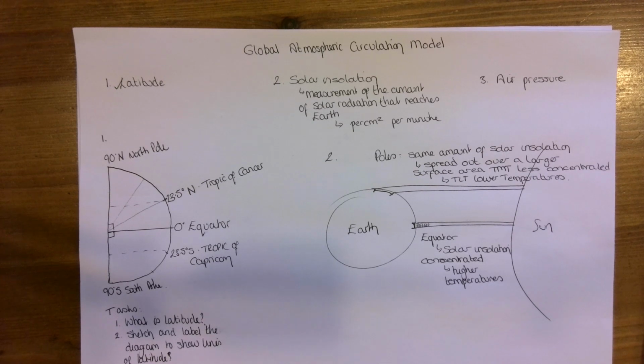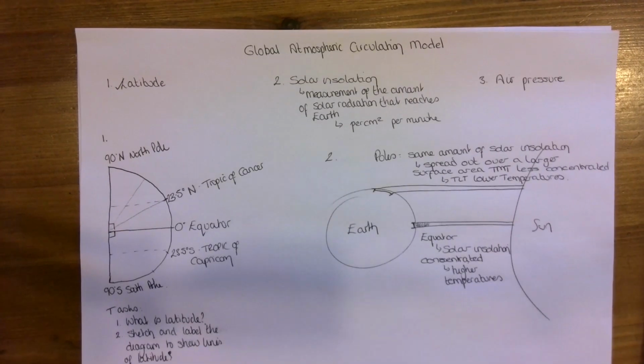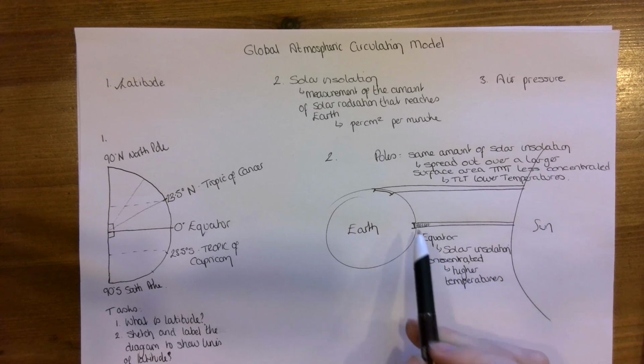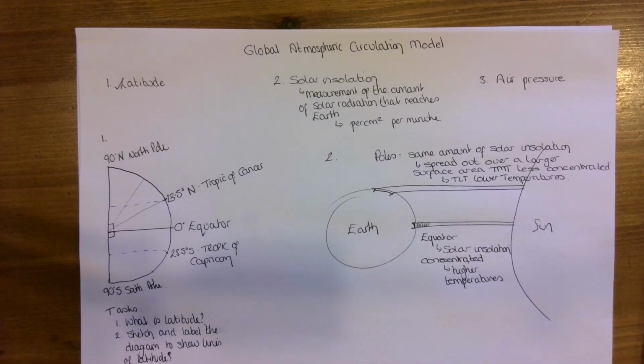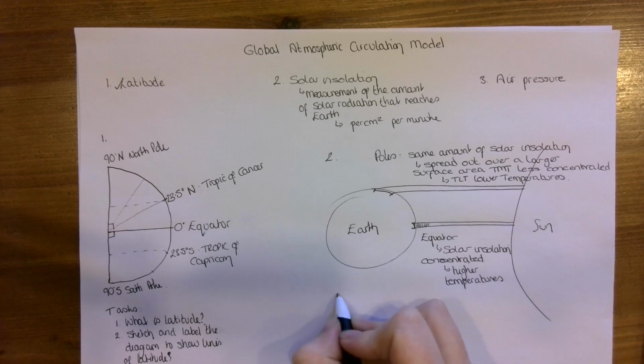Okay, so it's the same amount of solar radiation to any part of the world. It doesn't matter where you are, the sun is sending the same amount. But what does matter is the concentration, and that is determined by the curvature of the Earth. At the equator, it's really concentrated, so we have high temperatures. At the poles, due to the curvature of the Earth, it is more spread out, so it's less concentrated and you have lower temperatures.